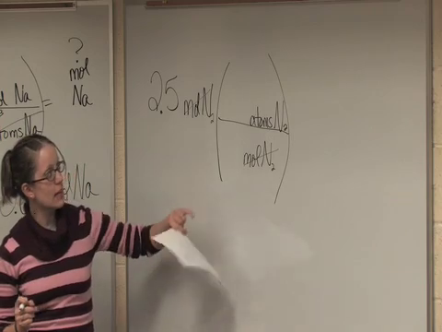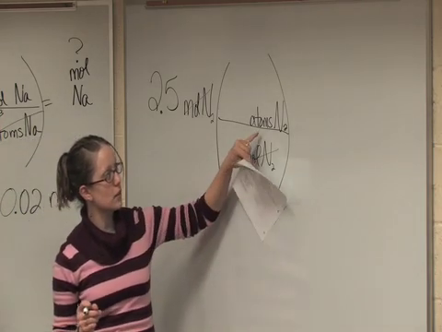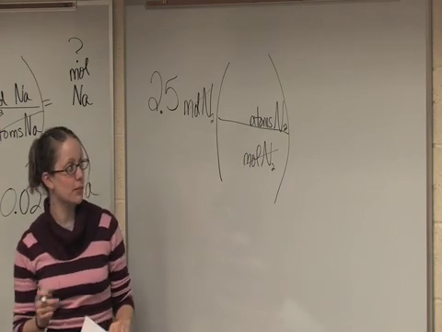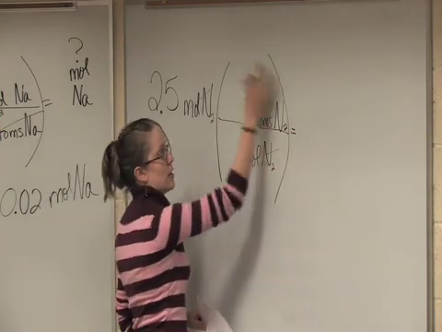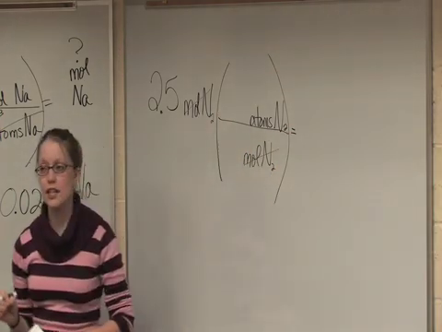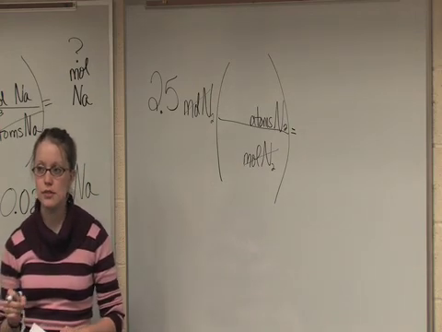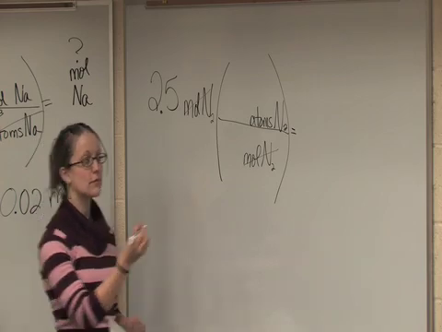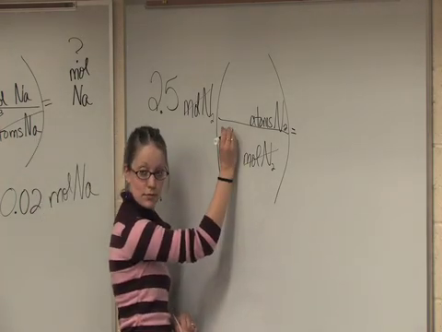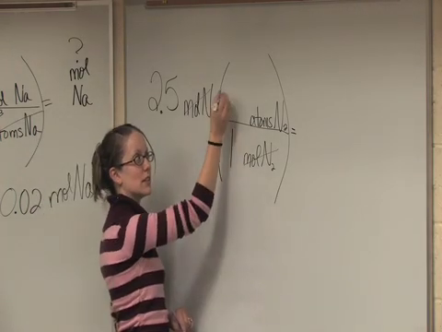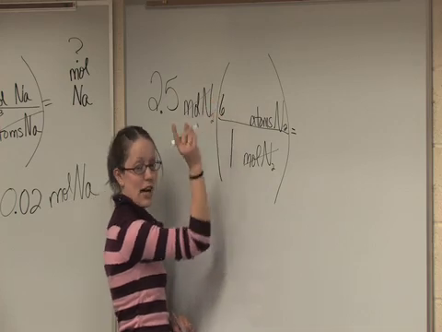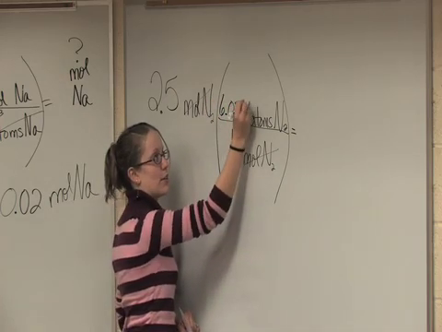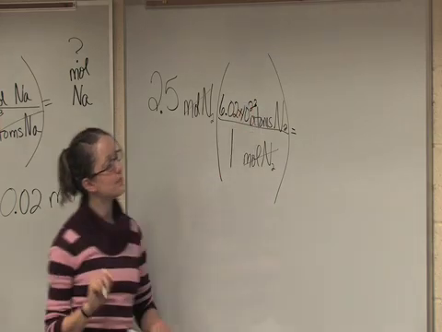So moles cancel with each other, left with atoms. Is that what I want to be left with? Yep. So then I can put my numbers in. So inside here is the relationship. What's the relationship between atoms and moles? One mole is Avogadro's number, or 6.02 times 10 to the 23rd atoms.